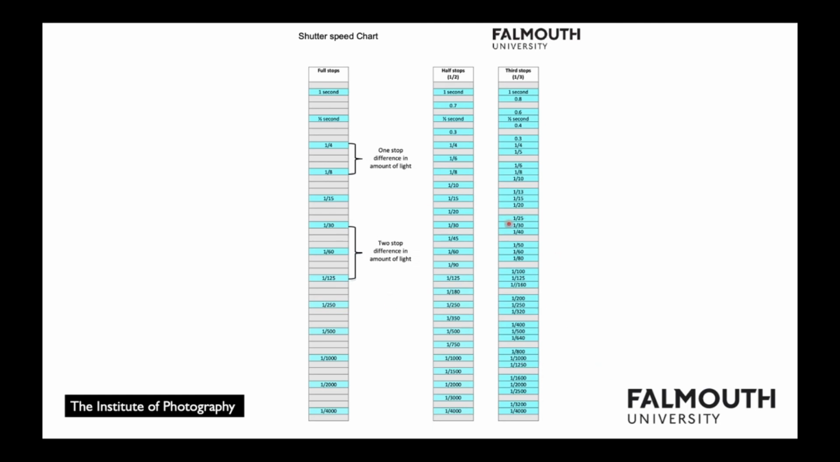And again, here's a chart just showing you third stop increments. Most people know these: 100th, 125th of a second, 250th of a second. But again, these are third stop increments, and you can use any of these as long as it's allowing the right amount of light.